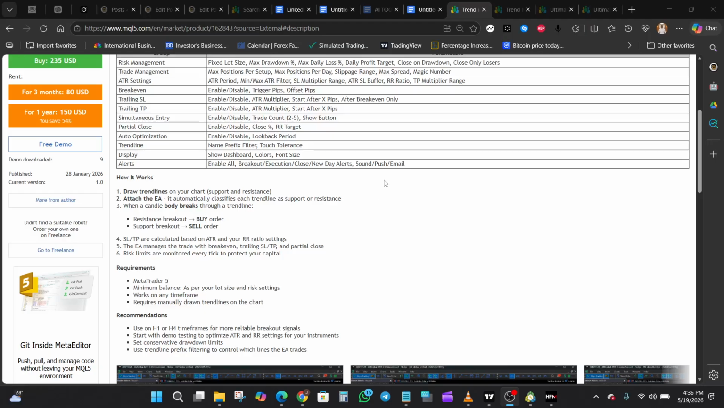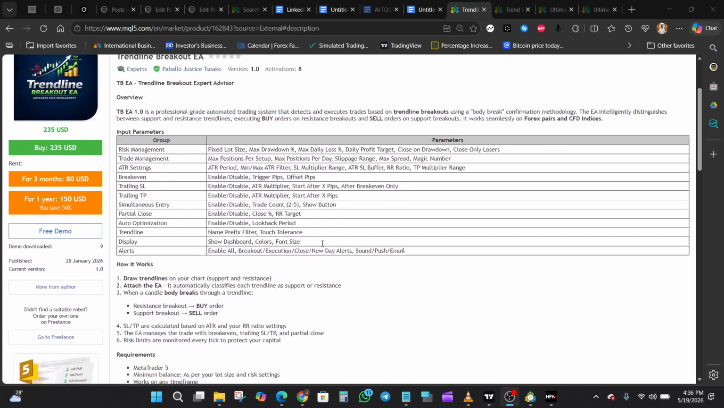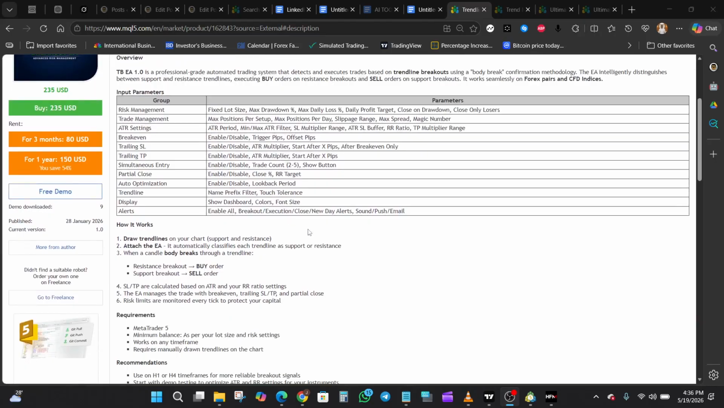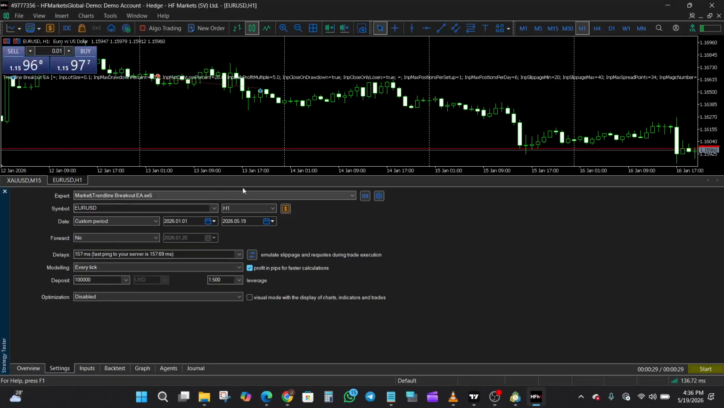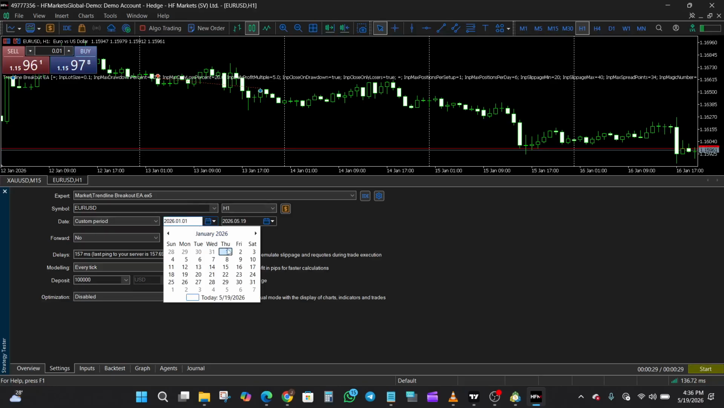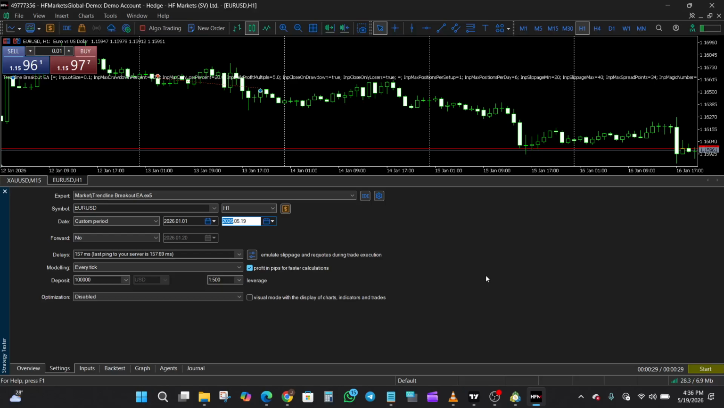Now, moving into the backtesting section, this is where we start reviewing how the EA behaves historically under real market conditions, right? So we're going to be testing the trend line breakout EA on the H1 time frame, right? It works on any time frame, but we are going to be working with the recommendation here. Okay, so we're just testing it on Euro USD on the H1 time frame, right? We're running the back test from the beginning of the year, 1st January 2026 till date, so we can get a reasonable data for the back testing.